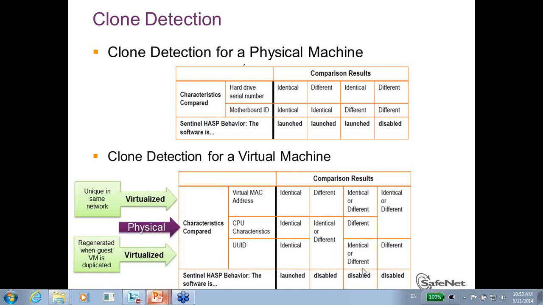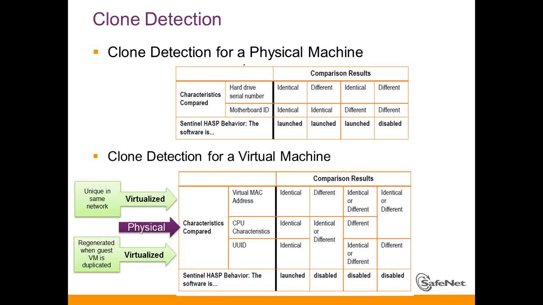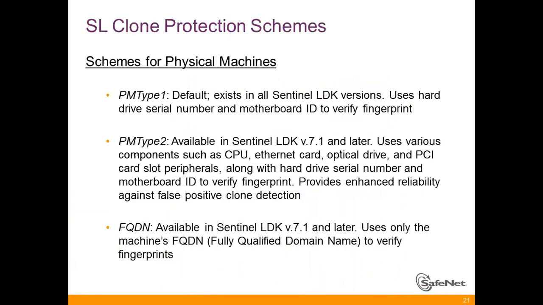there was no ability to change the definitions, the criteria. But we have made a change starting from LDK 7.1, in which there is a scheme, and the ISV, the software vendor, will be able to define which scheme he would like to work with. So let me show you which are the schemes. Here again, there is a distinction between physical machine schemes and virtual machine schemes. Now let's start with the physical machine schemes.